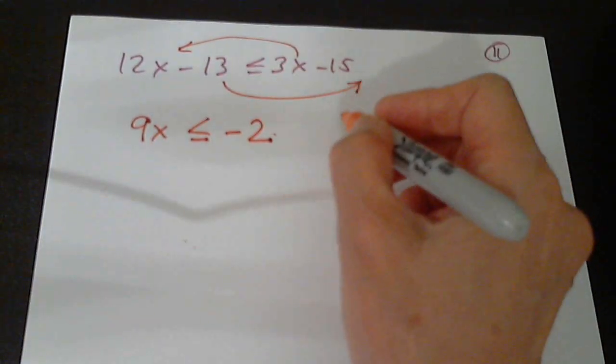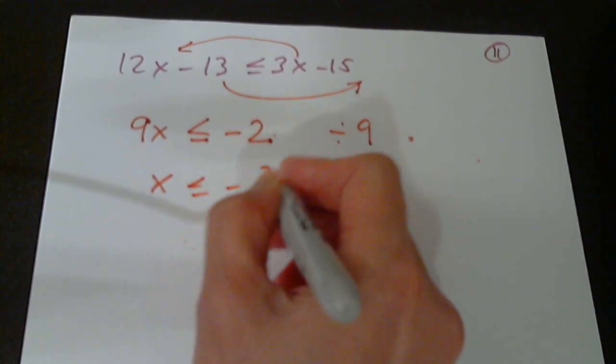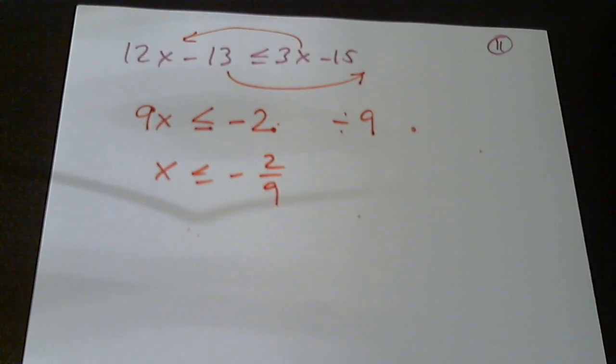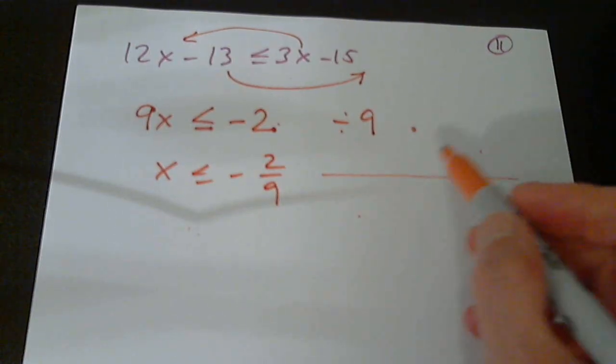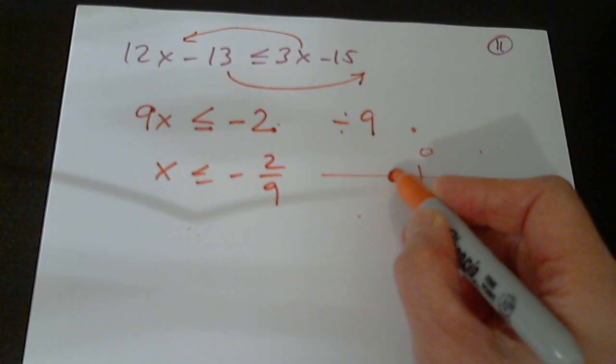I am dividing both sides by 9. I will not switch the inequality symbol because 9 is not a negative number. So then I have x less than or equal to negative 2 over 9. And this is it. And on the number line, I have negative 2 over 9, which is a full point.